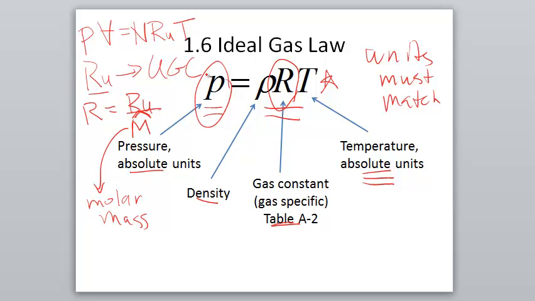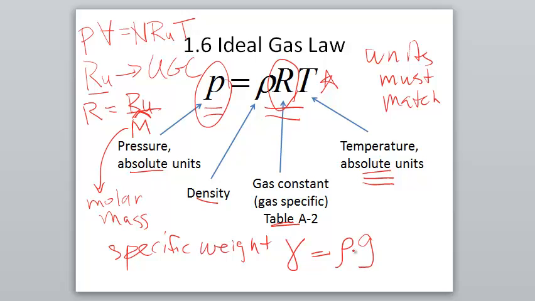Another property that you often see in fluid mechanics is something called the specific weight. And that usually has a symbol of capital gamma, and that's just defined as the density times the gravitational constant. Okay, we know that that is 9.81 in the SI unit system and 32.2 feet per second squared in the traditional system. Okay, so hopefully this answers your questions on the ideal gas law.